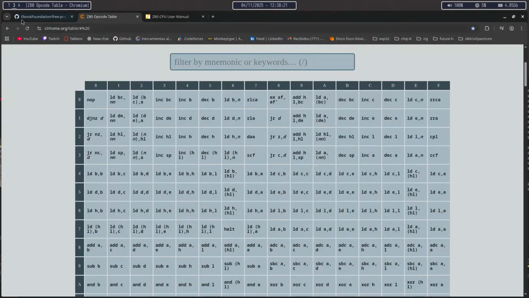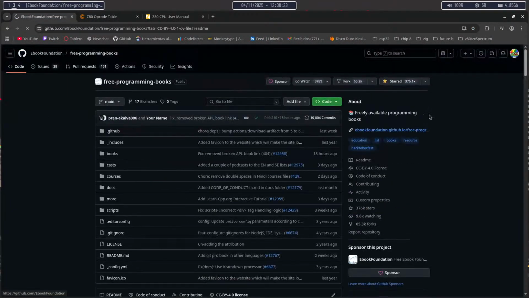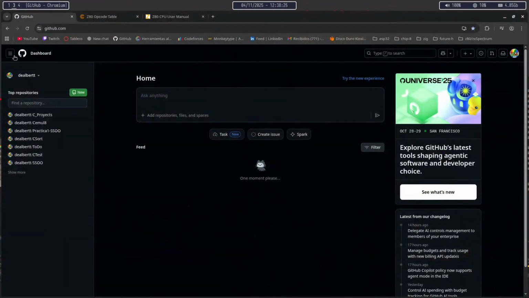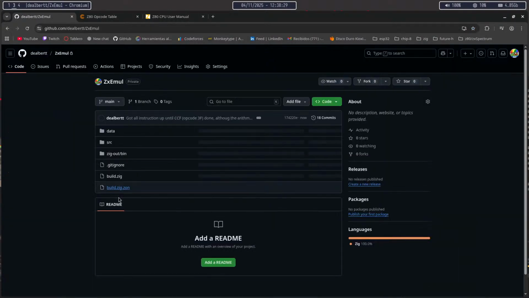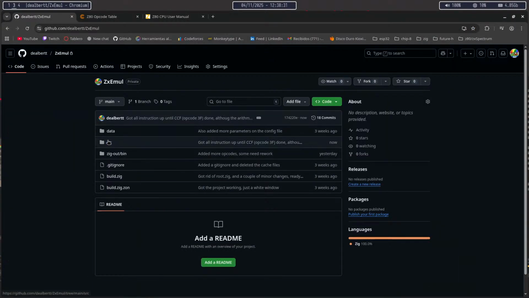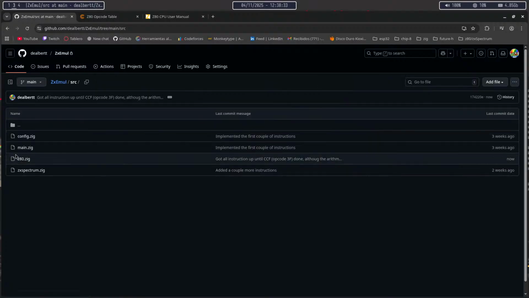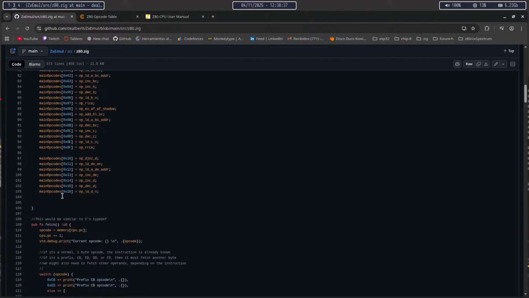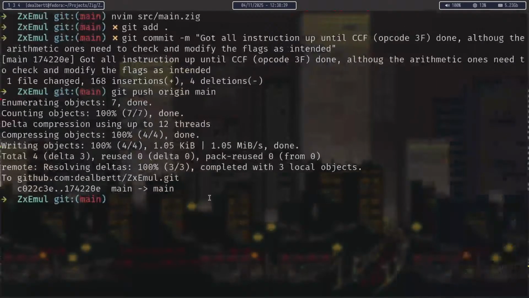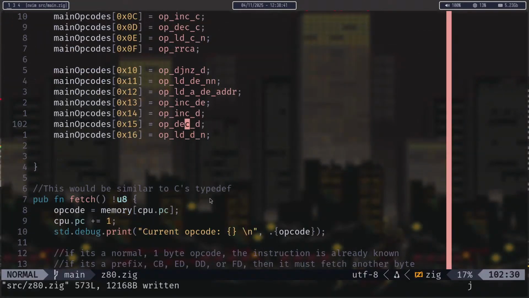Main. Now I can go in here, set 80, and then I can just take a look at what instructions it does. So the last one is LDD. Alright.